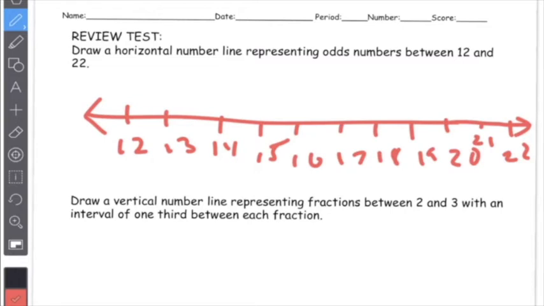So now I'm going to color in all the ones that are odd. 13 is odd, 15 is odd, 17 is odd, 19 is odd, and 21 is odd. For the rest of them, you just leave them as the little hash marks.